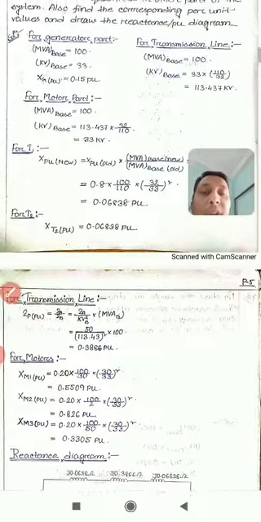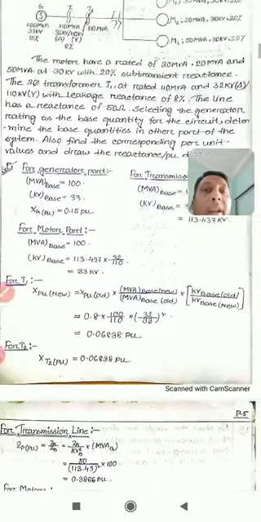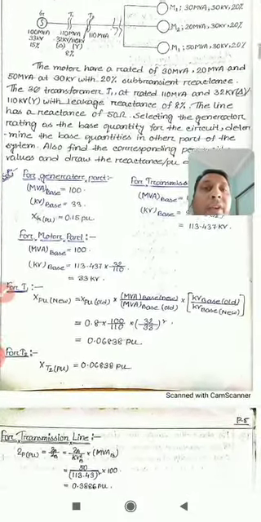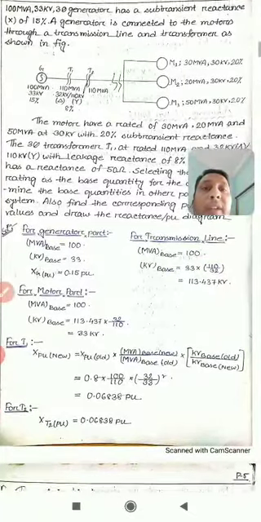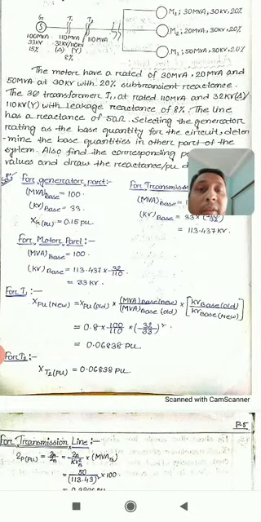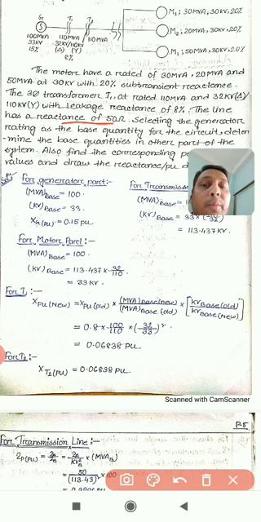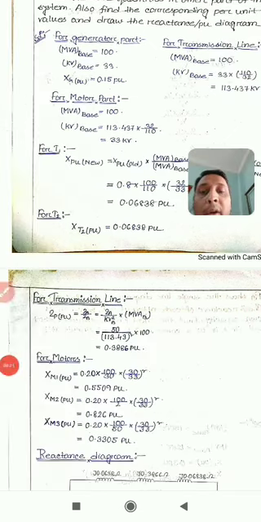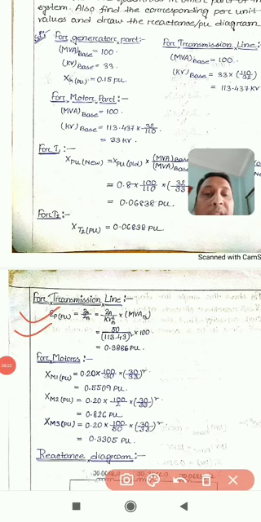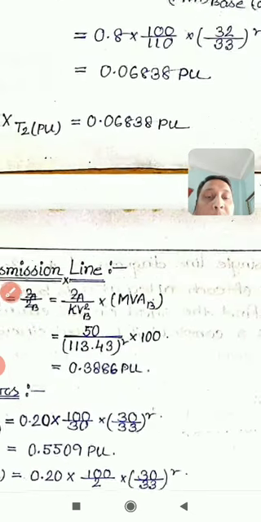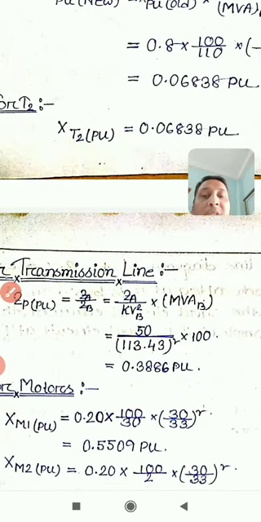Now for the transmission line, there is an impedance given, an absolute value. What is the impedance given in the transmission line? It is given as 50 ohm. So going for the transmission line, Z PU is equal to Z actual by Z base. What is Z actual? This is given in the question. Z actual is 50.